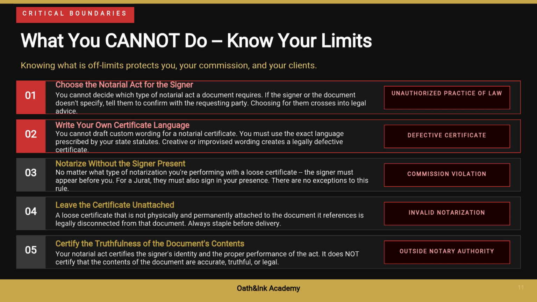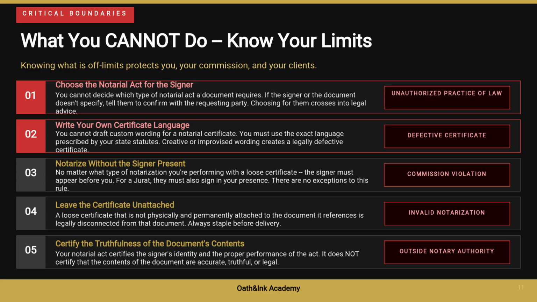Second, you cannot write your own certificate language. I know this seems obvious, but notaries sometimes improvise when they can't find a template. Don't. Use the statutory language approved by your state. Improvised wording creates a defective certificate that may be rejected or challenged.